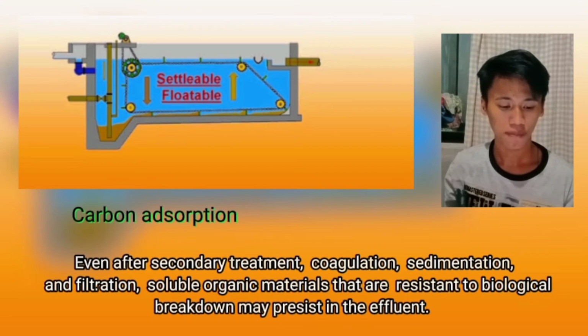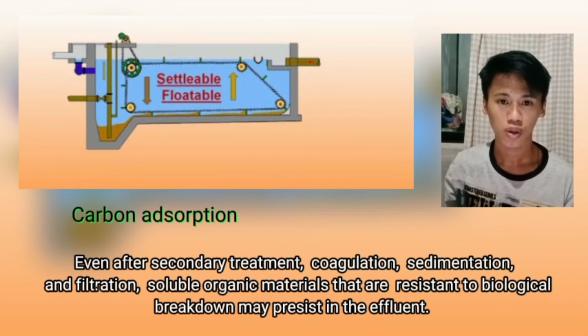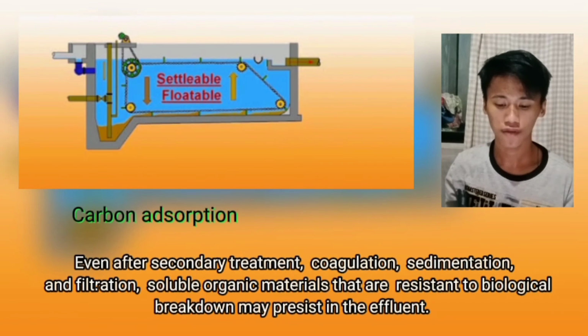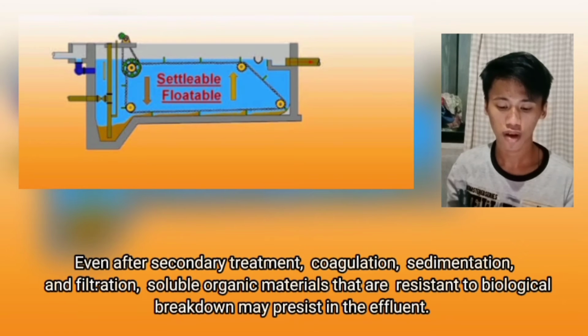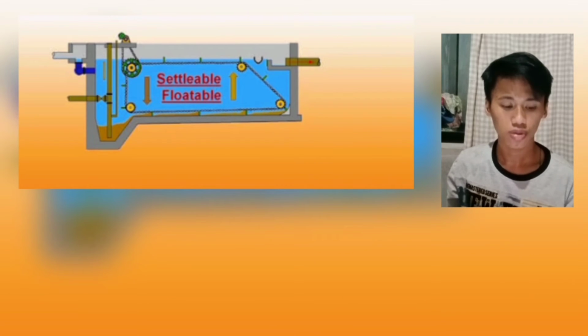Carbon adsorption. Even after secondary treatment, coagulation, sedimentation, and filtration, soluble organic materials that are resistant to biological breakdown may persist in the effluent. The persistent materials are often referred to as refractory organic compounds. Refractory organic compounds can be detected in the effluent as soluble COD. Secondary effluent COD values are often 30 to 60 milligrams per liter.